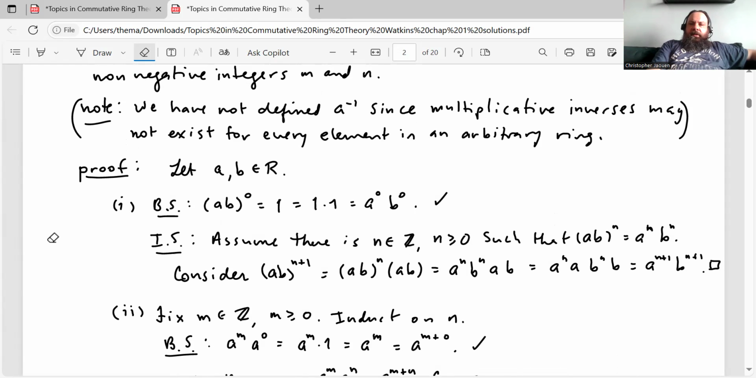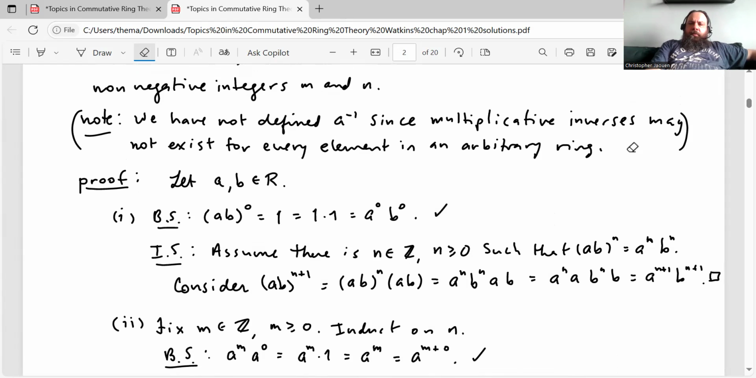Okay, so where did we leave off? Maybe I'll read this note again. We haven't defined the multiplicative inverse of A, since multiplicative inverses may not exist for every element in an arbitrary ring. So for example, the integers are a ring. 2 is an integer, but 1/2, which is its multiplicative inverse, is not an element of the ring. So rings may not be closed under taking multiplicative inverses.